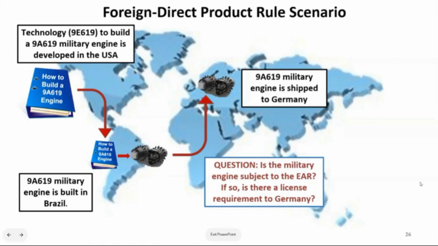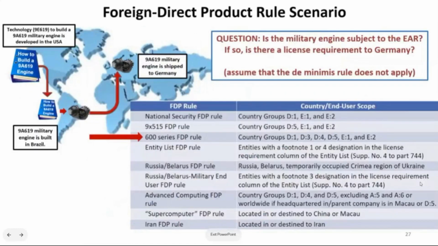And then once they do that, they're going to ship that US military engine, jet engine, to Germany. And so the question is, is that engine subject to the Export Administration Regulations? So remember, assume that technology, in this case, 9E, is the only controlled US content. And it's controlled for national security reasons. So let's go to the next, and this is all about General Prohibition number 3 now. And let's go to the next slide, please.